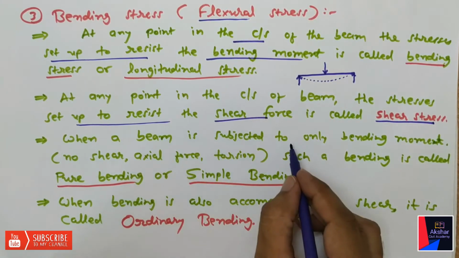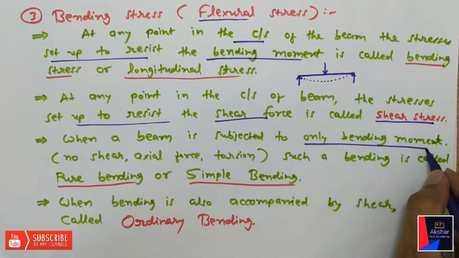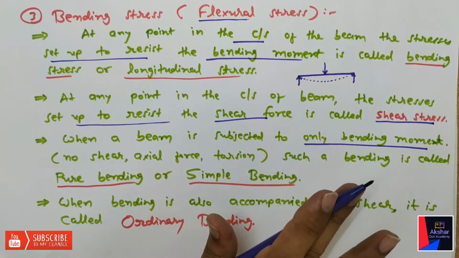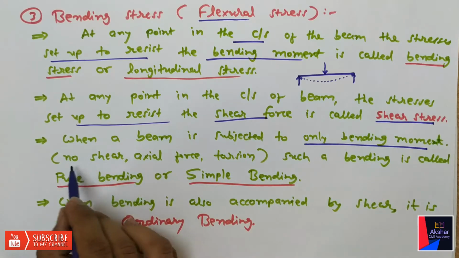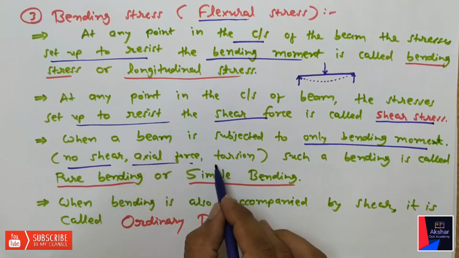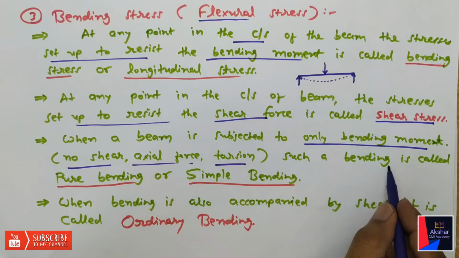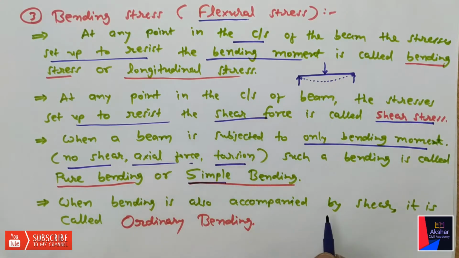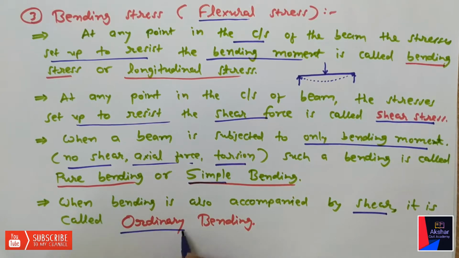When a beam is totally subjected to only bending moment, no shear, no axial force, no torsion, such bending is called pure bending, or it is also called simple bending. And when bending is also accompanied by shear, then it is called ordinary bending.